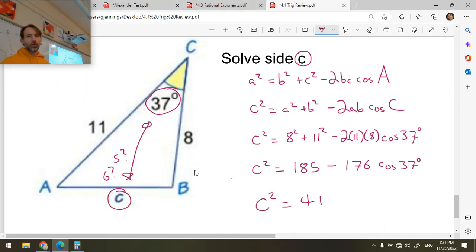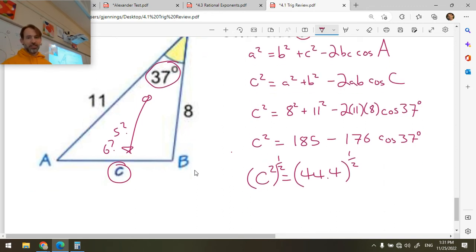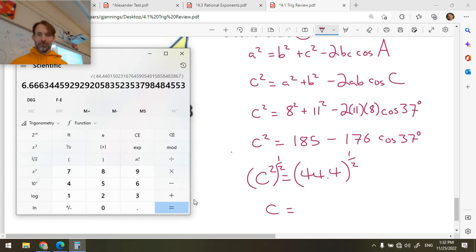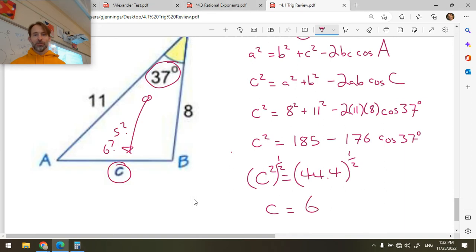That's C squared. C squared is 44.4-ish. So then we raise both of these to the 1/2 to get our answer. So that is C to the 2 times 1/2, which is C to the 1, which is C. C equals, raise this to the 1/2. Oh, just take the square root. Okay, come on, take this. 6.66. Yeah, you did. It's more 6.7. Okay, so that's how you use cosine law to solve for an unknown side.